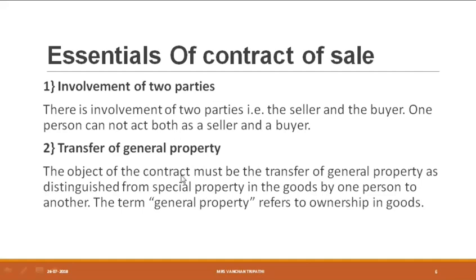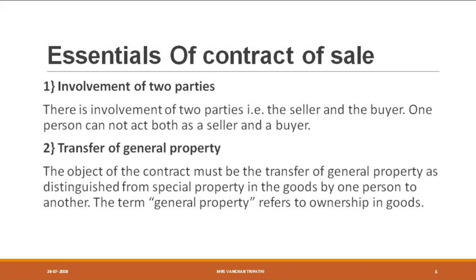The object of the contract must be the transfer of general property, as distinguished from the special property in the goods, by one person to another person. The term general property refers to the ownership in the goods. So basically, the second element says there should be a transfer of property. There should be a transfer of ownership for the property. So that will come under the sale of goods.